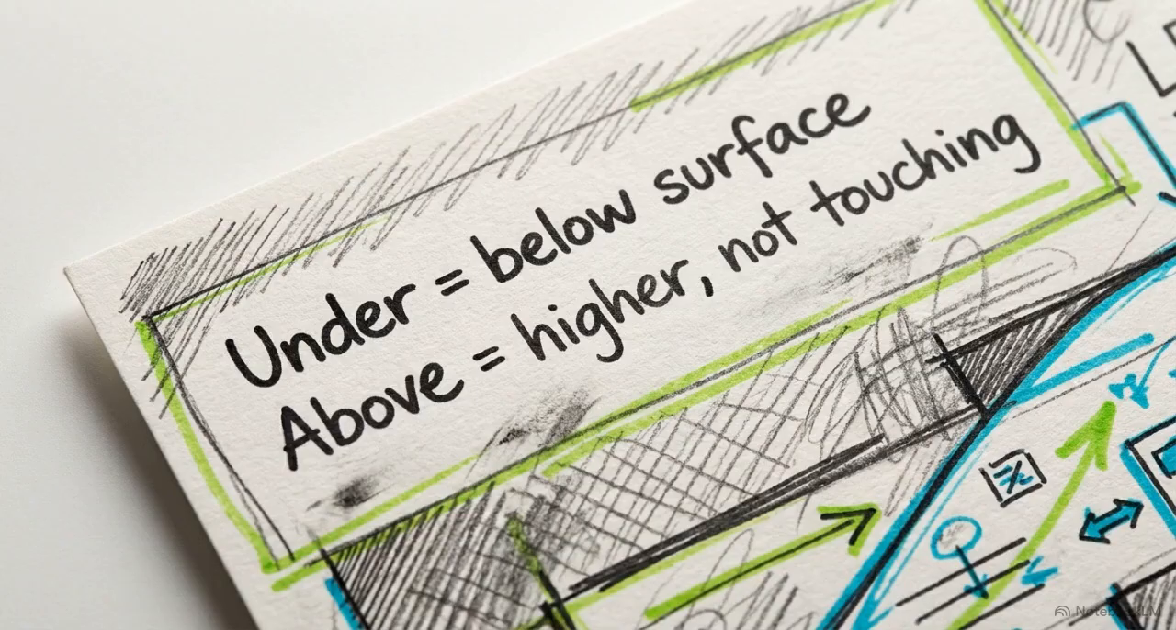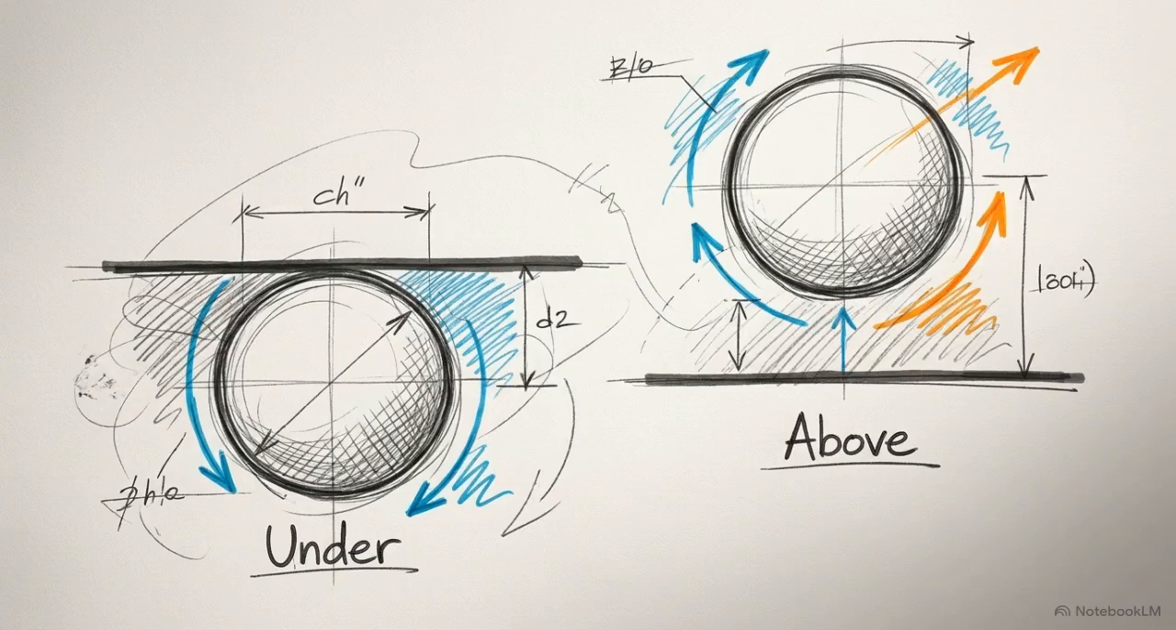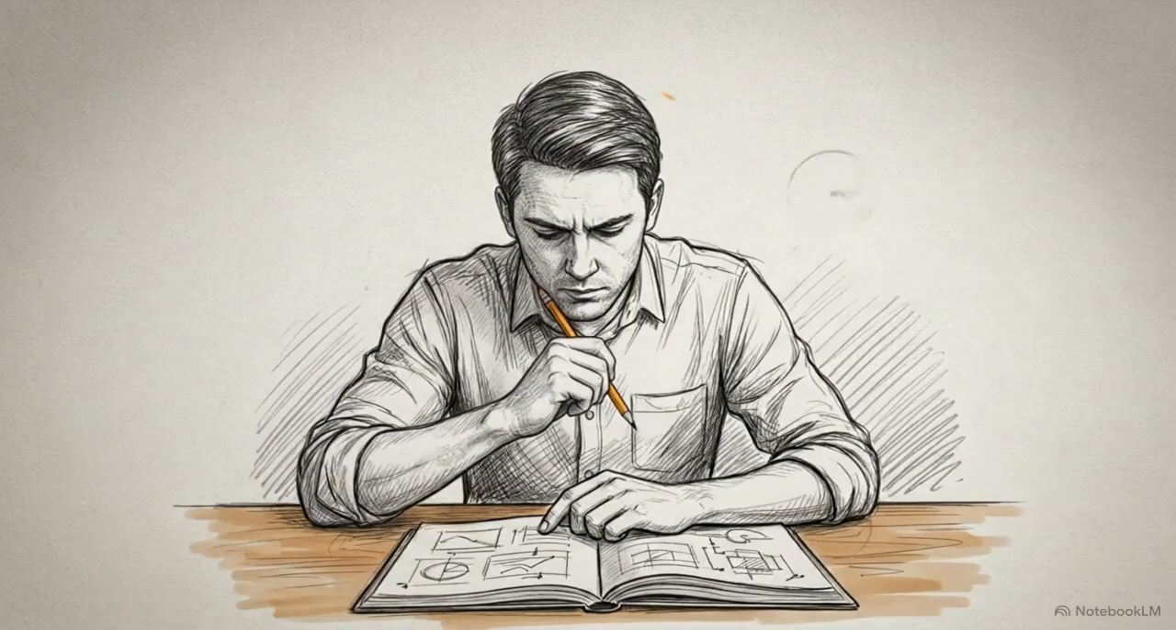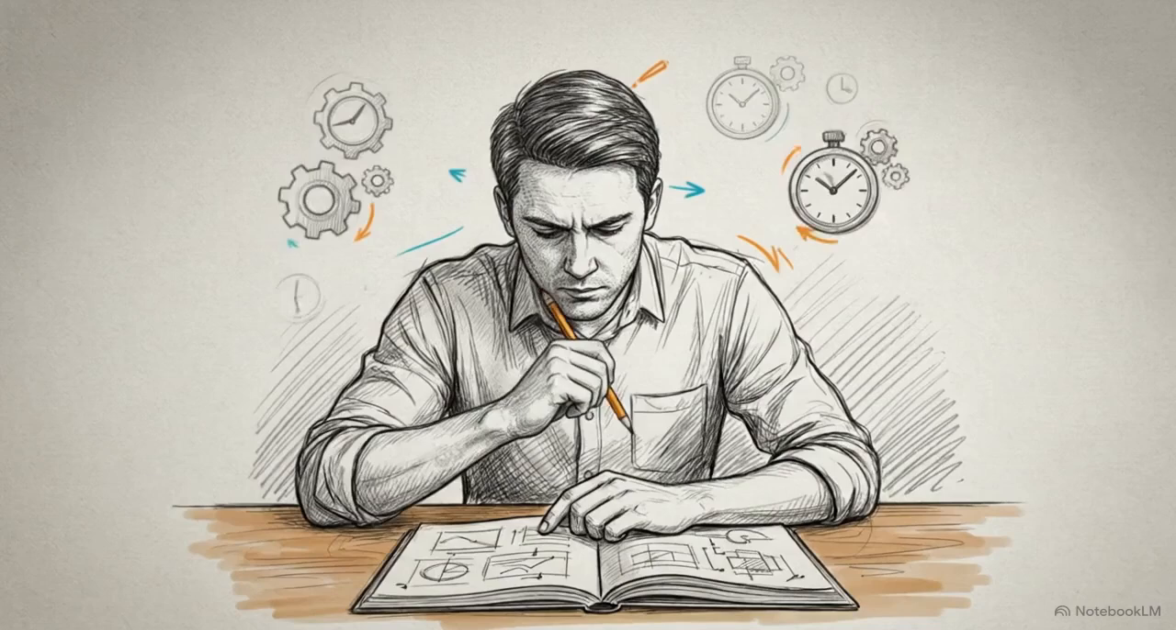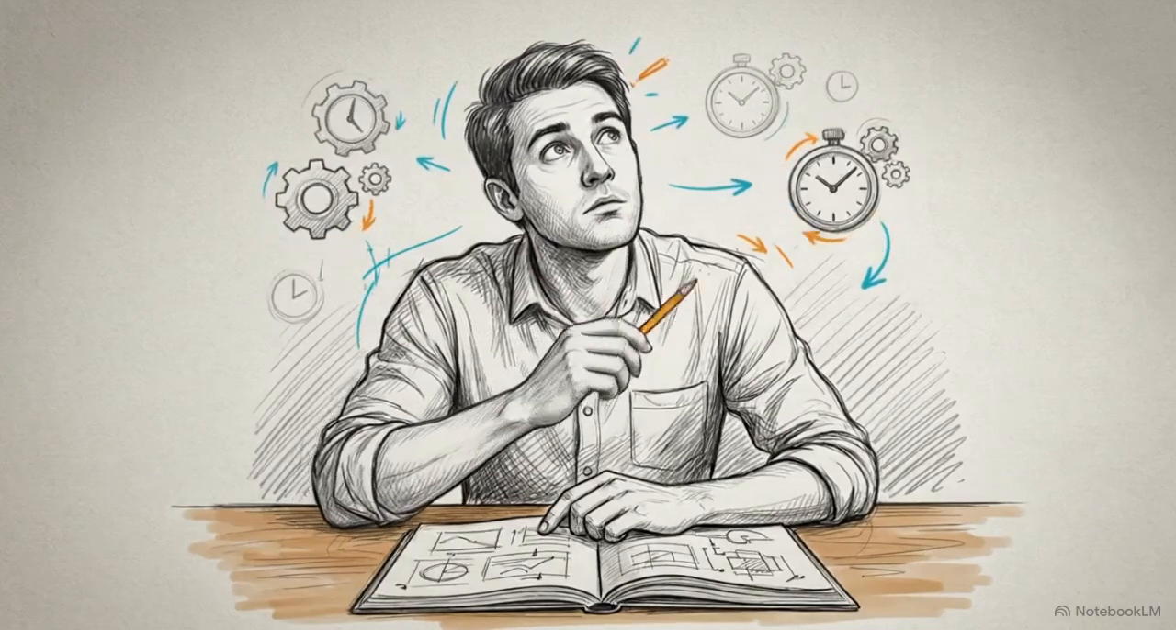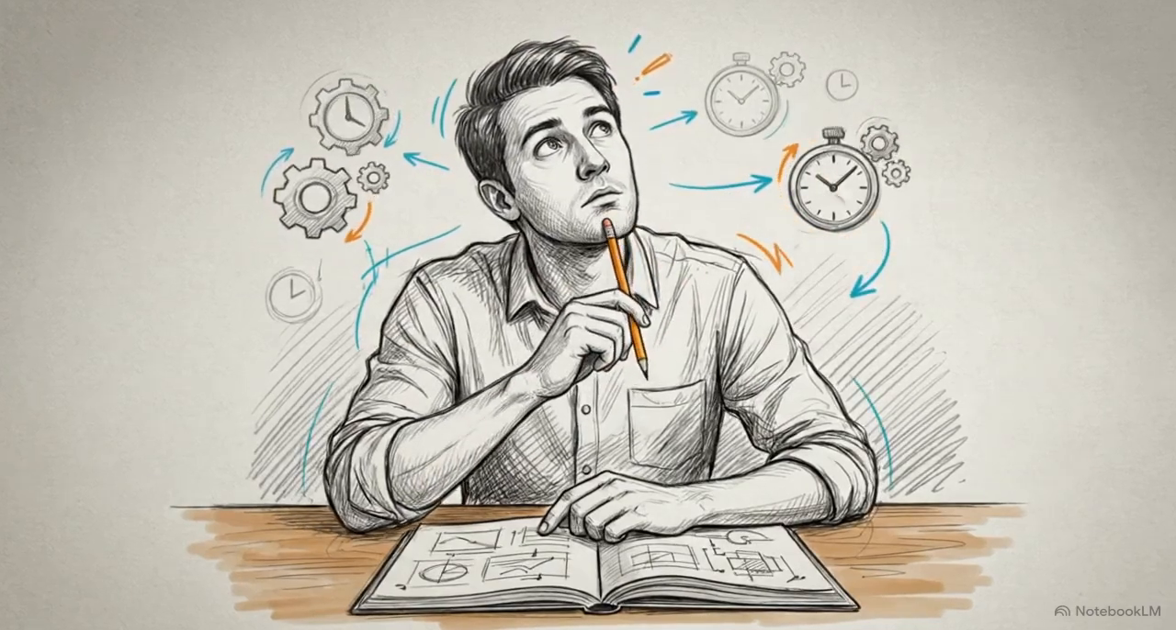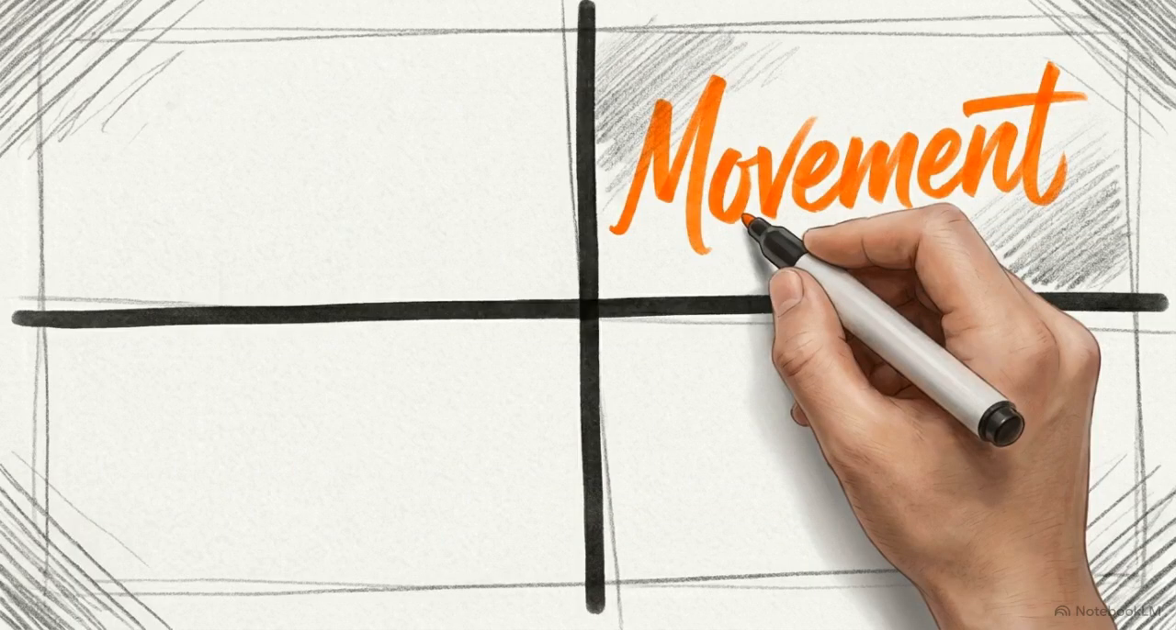In the margins of this quadrant, quickly jot down 2 final spatial rules. Under means below a surface, and above means higher than an object but not physically touching it. When stuck deciding between these words, stop and ask yourself, am I talking about a wide container, a flat surface, or an exact pinpoint?